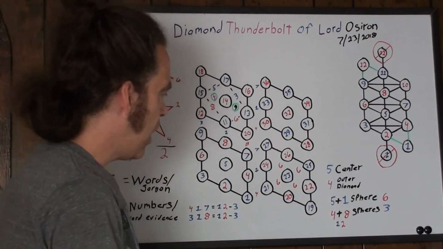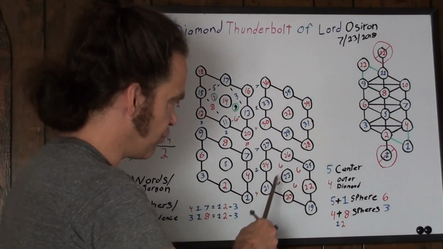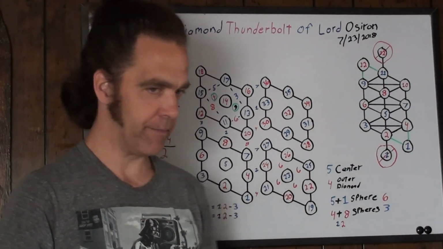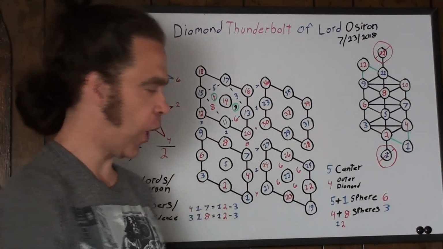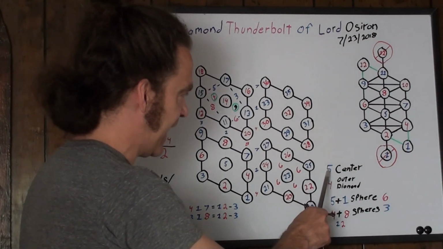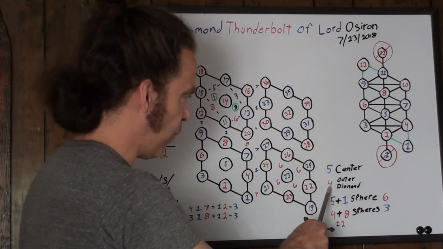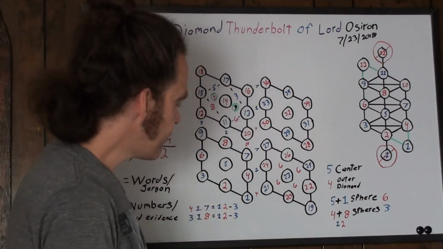But that's not all. All of the outer numbers on the outer diamond reduce to a 4 every time. It's always going to do that. Every number, no matter what it is to infinity, is always going to reduce to a 4. So now we're seeing the center is a 5, and the outer diamond is a 4, and that reduces to a 9.